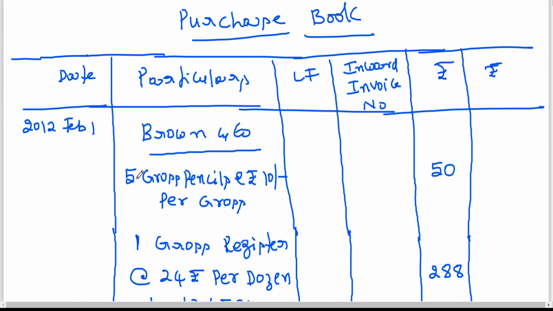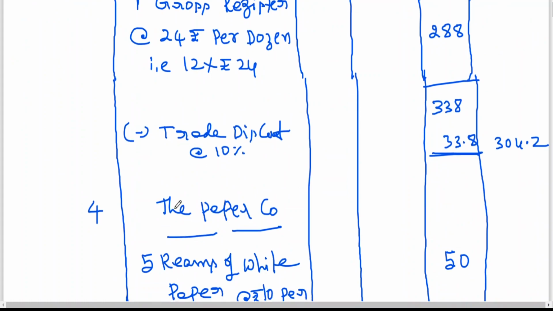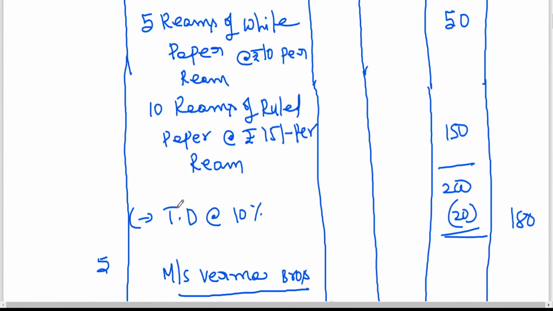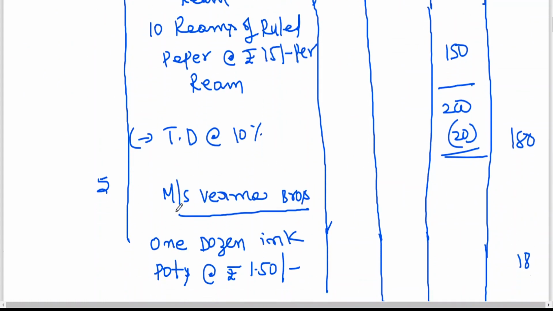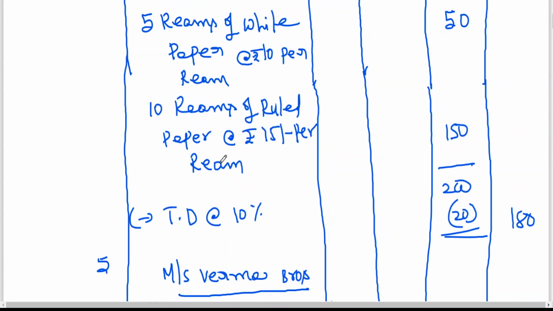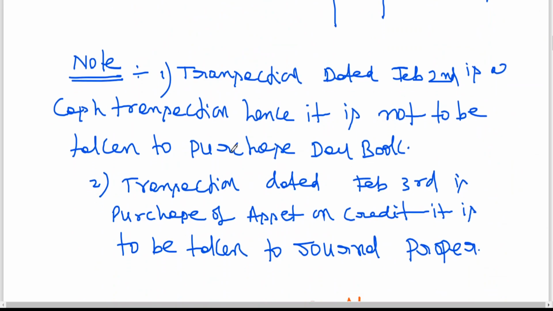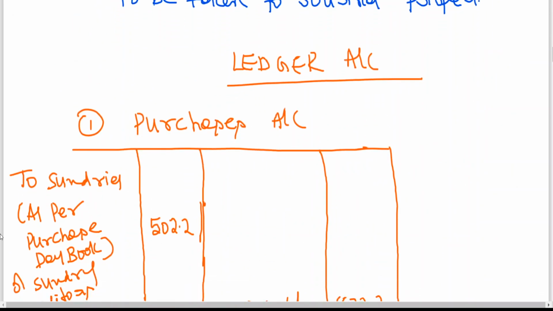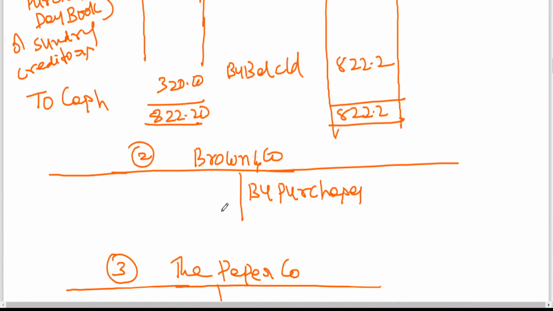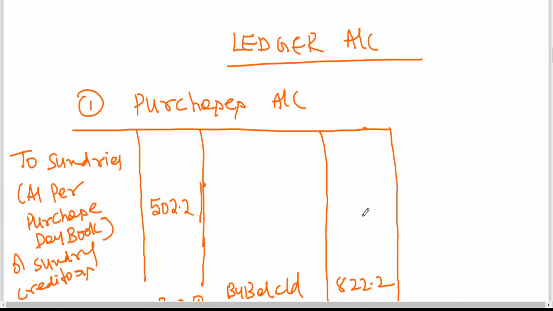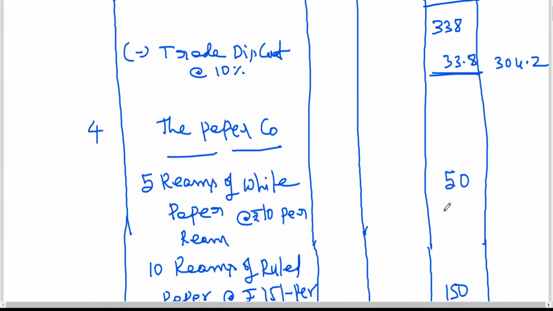Are you following? If I write to Brown and Co., if you write to Paper and Co., if you write to Mrs. Verma and Brothers, then what happened? Duplication. That is why when you are maintaining the purchase day book, everything has been given in detail there. So no need to write here. But that individual information I need. The reason is that from whom I have purchased, I need to have the data. Otherwise, I won't be knowing to whom I need to make a payment. Now here I will be writing individually.